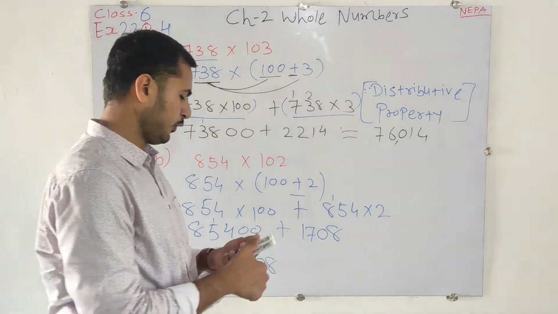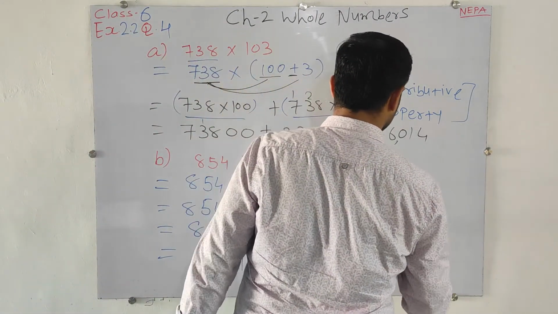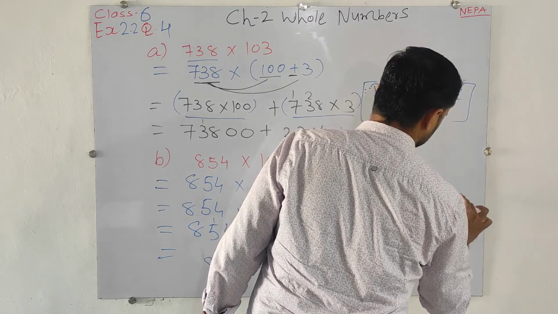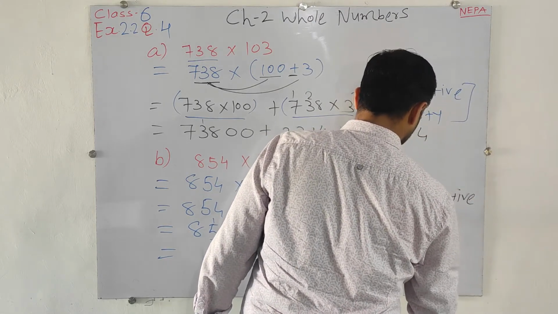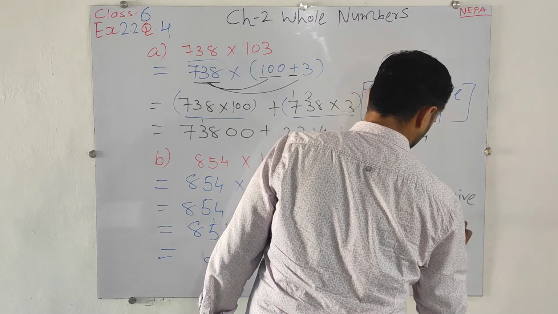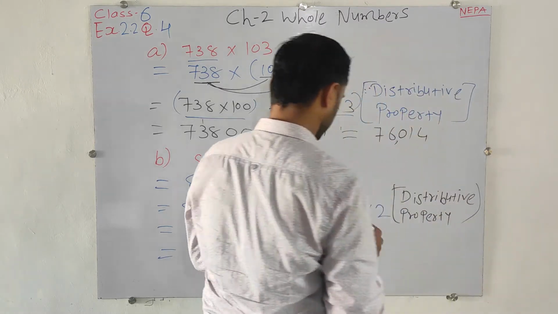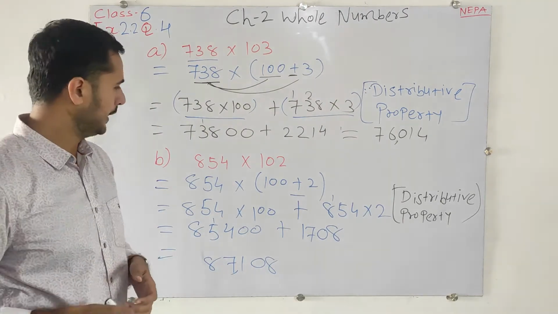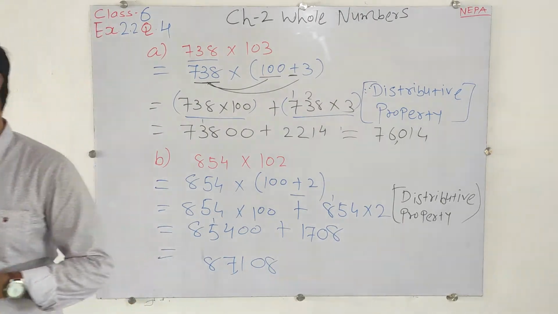And again, which property did we use over there? That is distributive. Okay, so here the sub questions A and B are completed. Just pause the video and note it down.